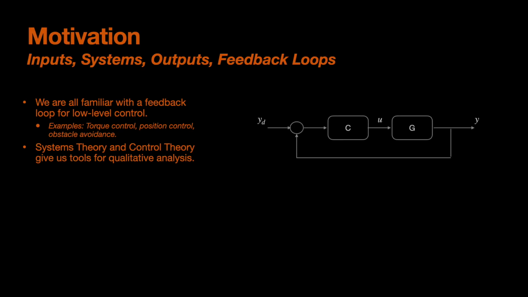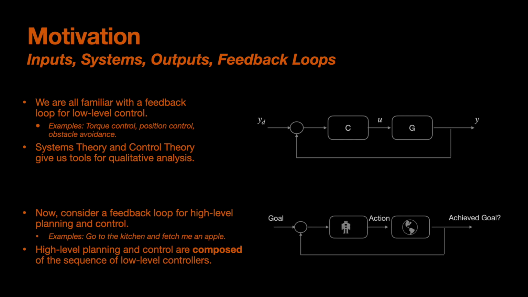I was motivated to start this problem because I really enjoyed examining this simple feedback control loop for low-level control. I think systems theory and control theory really give us qualitative tools for this kind of analysis. We're really familiar with how to analyze these systems, particularly for linear systems. But really, these systems are kind of constrained to low-level control, like if we want to control torque or move position or things like obstacle avoidance.